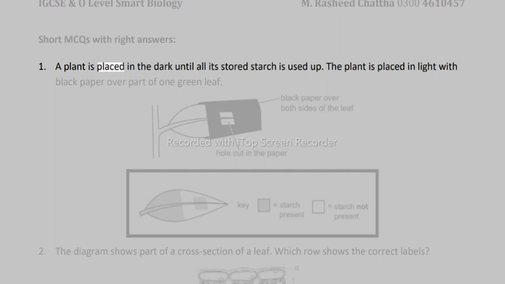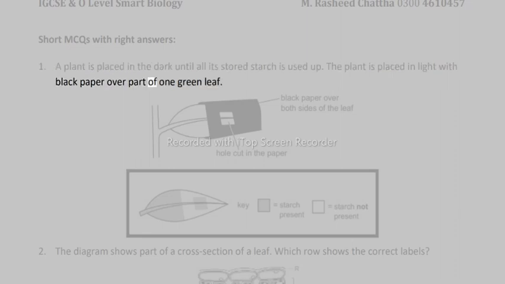Question 1. A plant is placed in the dark until all its stored starch is used up. The plant is placed in light, with black paper over part of one green leaf.